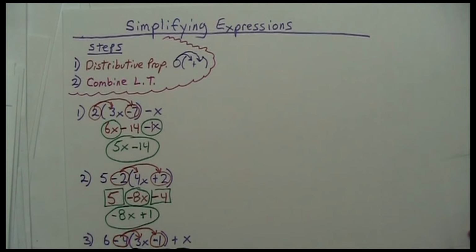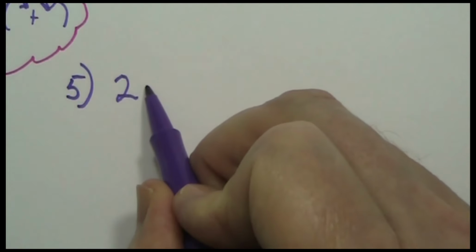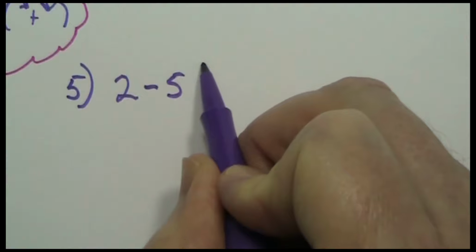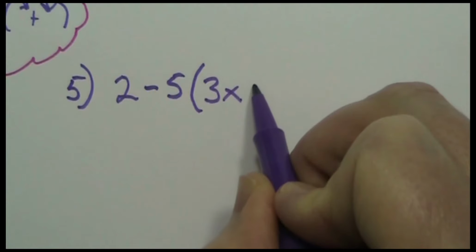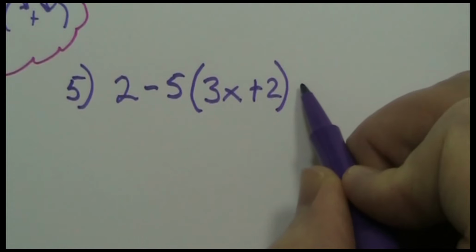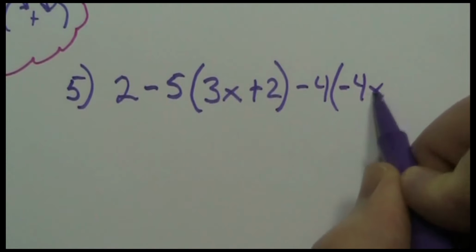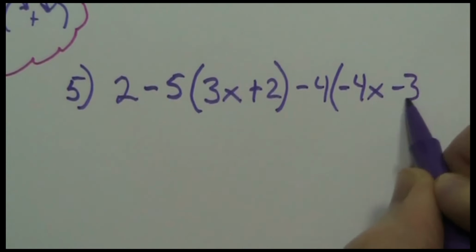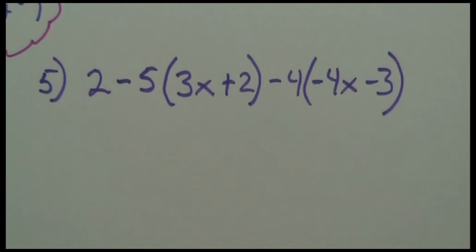Okay, I ran out of room, so I'm just going to go up to the top of the page, and we'll just do one more problem, kind of a challenge one. So this one's a little bit longer. So it's 2 minus 5 times 3x plus 2. Okay, one more. Minus 4 times negative 4x minus 3. Wow, that's a long problem. That's a long problem, but it is something that also is required by 7th graders to know how to do. On the state exam, they require that. Not that you get it all the time.